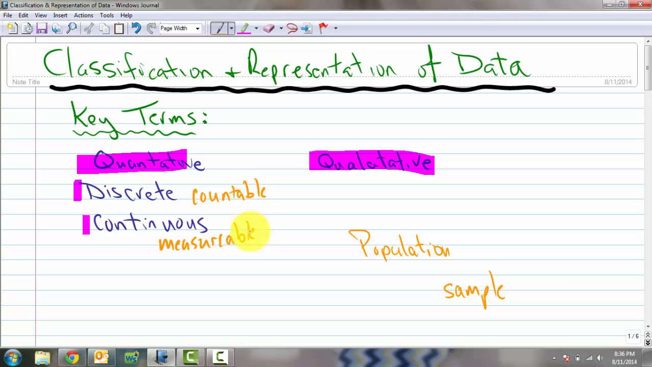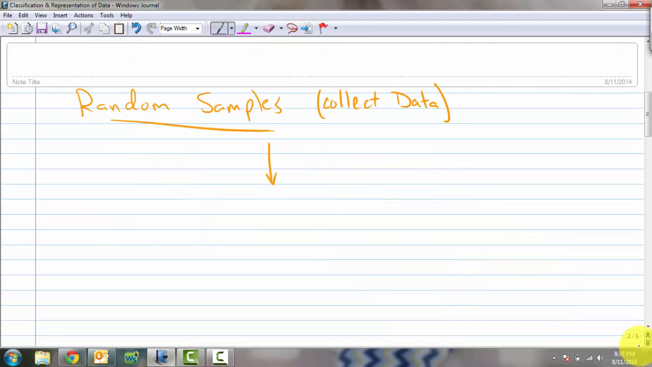Now, when we talk about data, we talk about an entire population. If this circle represents the entire population, that's difficult to collect data on. The entire population would take way too long to make an effective study. So what we usually do is we take a sample from within that. So a sample is a subgroup of the entire population. And when we do this, what we're looking at is usually taking a random sample. That's how we collect our data.